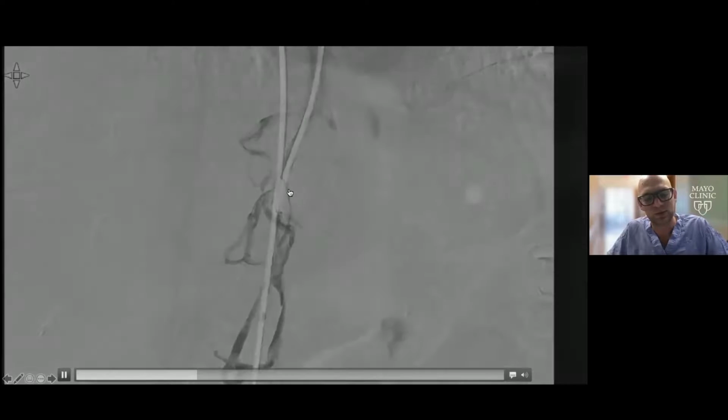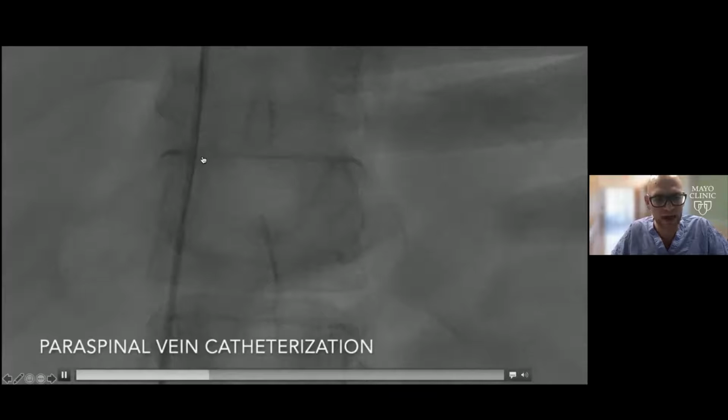And that kind of just gives us our roadmap and shows us what the venous system looks like. And it's actually so interesting, having done a lot of these now, over 70, maybe close to 80 patients. There is a lot of variation in the azygous and hemiazygous venous system, but typically this is what it looks like. So once we're in there, we take what's called a microcatheter and actually get into the paraspinal veins.